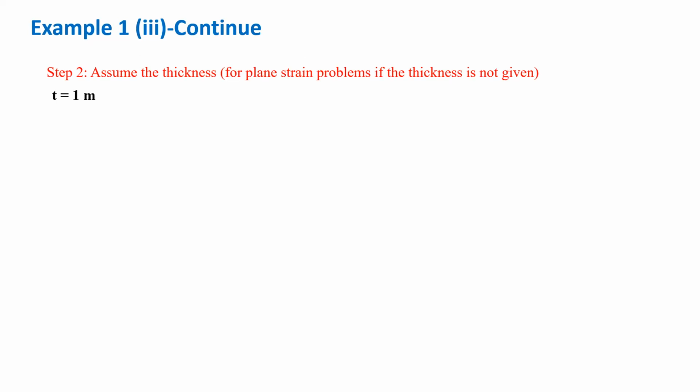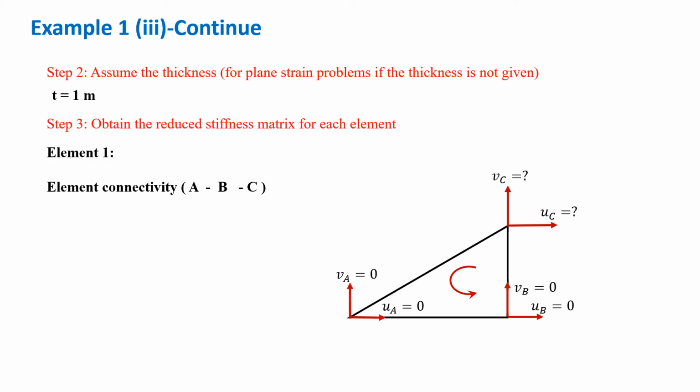For plane strain problems, sometimes the thickness is not given. Therefore, we have to assume the thickness. We can assume any values like 1 meter, 1 millimeter, 10 millimeter, any value as long as the value that we choose is consistent throughout our calculation. In this problem, I assume the thickness is equal to 1 meter. The third step is to obtain the reduced stiffness matrix for each element. Let's start with element 1.